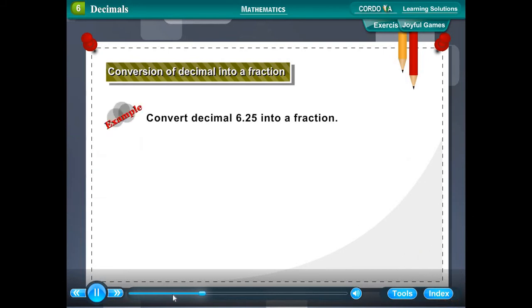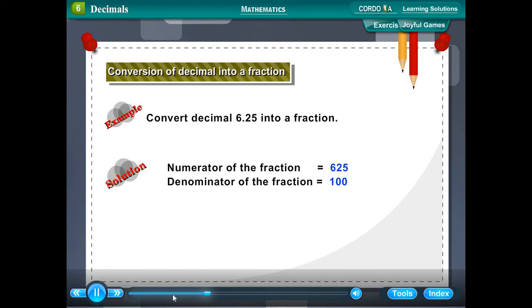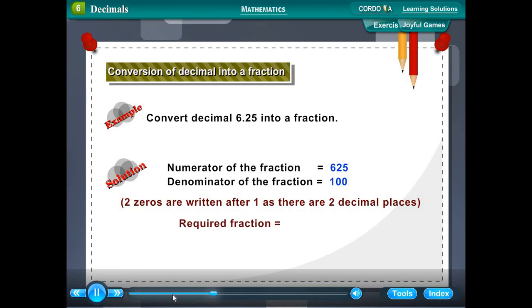Example: convert decimal 6.25 into a fraction. Solution: the numerator of the fraction is equal to 625. The denominator of the fraction is equal to 100. Two zeros are written after 1 as there are 2 decimal places. Required fraction is equal to 625 upon 100, which is 25 upon 4, which is equal to 6 and 1 upon 4.